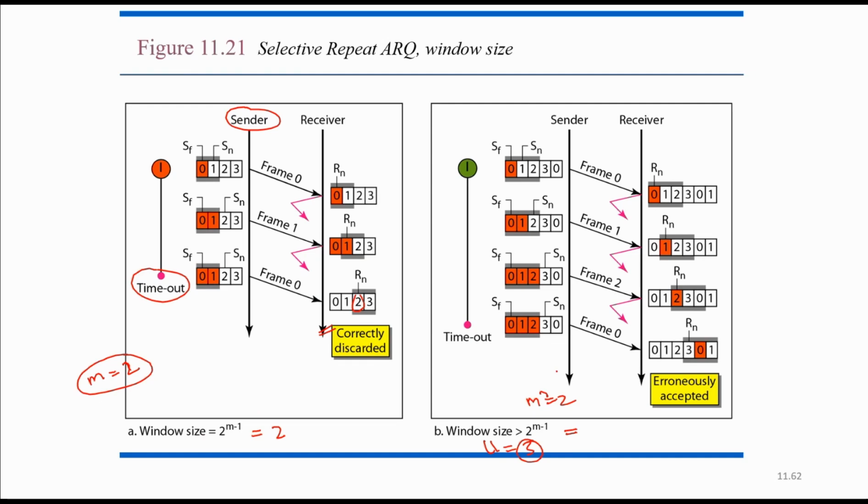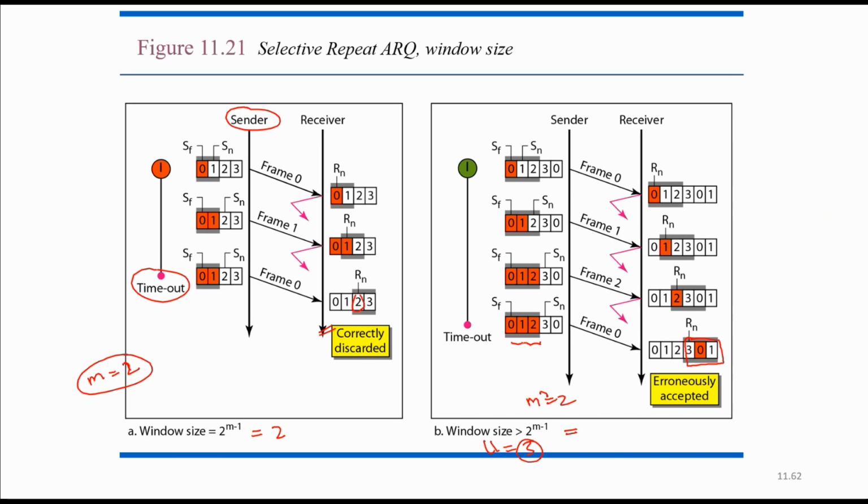Suppose the window size is more than half, but less than 2 to the power m, that means the window size is 3. In that case, what could be the disadvantage? Similarly, after frame number 2, because it has received 2 and sent the acknowledgement, it is now waiting for 3. Inside this window it has 3, 0, 1, and at that time it hasn't received any acknowledgement, so it will again send 0, 1, 2.